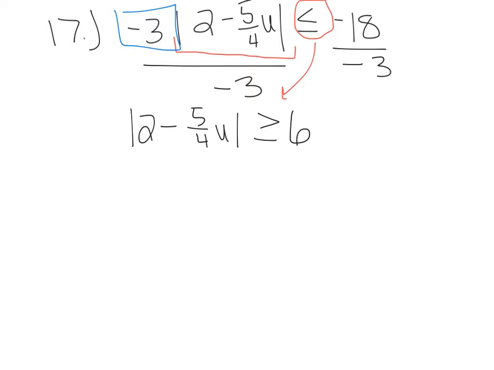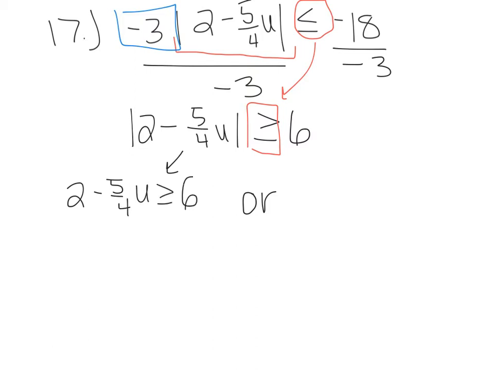So I read my inequality. My inequality is "greater-or." So whenever it's greater than, I say "greater-or." So I create an or compound inequality. The first inequality of the or compound inequality is just the same as it appears, without the absolute value bars: 2 minus 5/4 u is greater than or equal to 6.